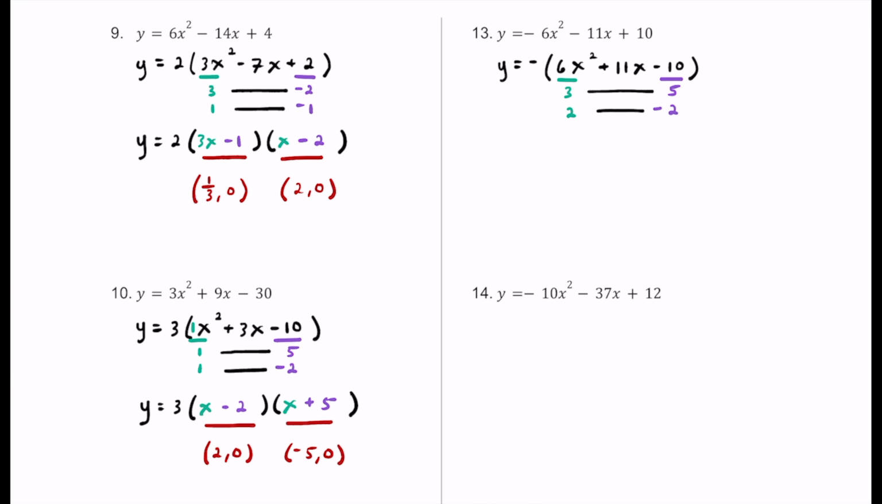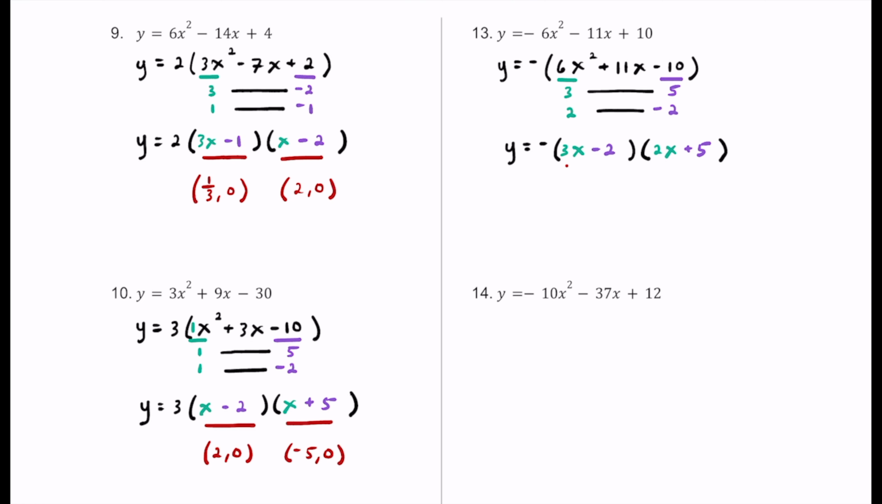Okay, so we're going to have y is equal to negative. And that just means the parabola is going to be flipped upside down. It's going to have a maximum instead of a minimum. So we have 3x and 2x. 3x is going to be paired with a positive 5, and then that 2x is going to be paired with a negative 2. So that's factored form.